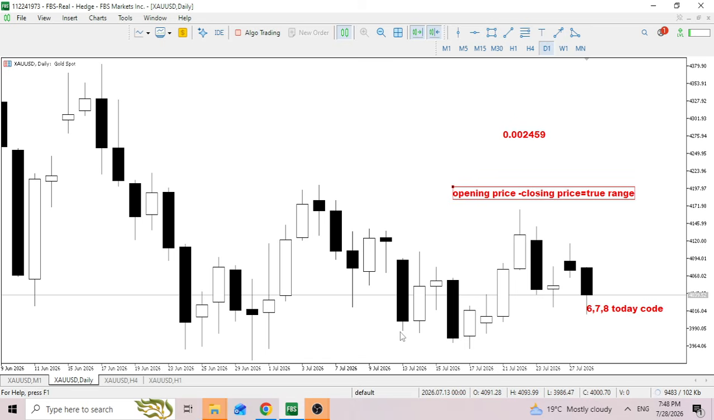After you have the true range, take the true range and multiply by 0.002459. No. Because we are trading gold, to know the number of pips gold has moved, let's say it's 4027.92 minus 4001.93. For you to get the true number of pips gold has moved, you have to multiply by volatility.